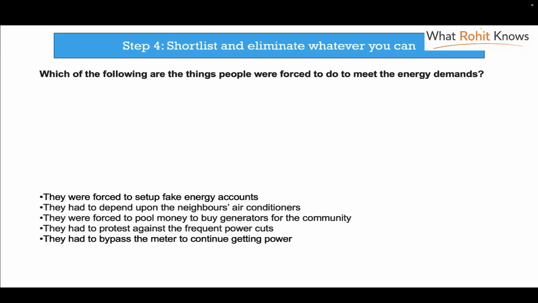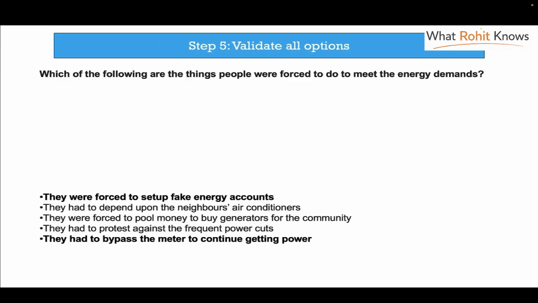And you have to shortlist and eliminate whatever you can. So this step goes hand in hand with the previous step, as I just mentioned. So keep an eye over the options and shortlist and eliminate whatever you can. If something sounds correct, make a note of that. Yeah, option number 1 looks all right. If something is against, eliminate that. The option number 2 looks wrong. And then in the end, what you have to do is validate all options.